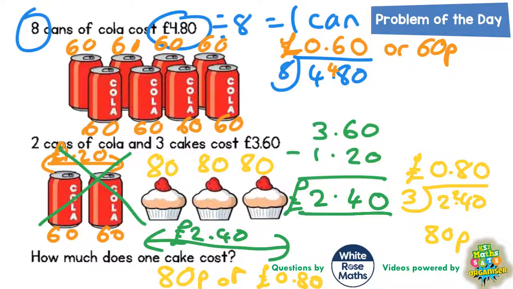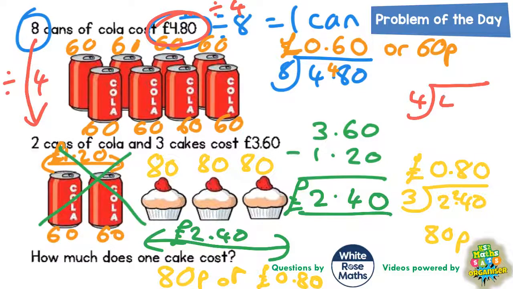Now, there is another way you could have actually started this question a few minutes ago. You may have spotted that to get from 8 cans to 2 cans, you could have just divided by 4, which would mean you would have divided the £4.80 by 4 instead of dividing it by 8. So let's just see what that would have done. So £4.80 divided by 4. 4's into 4 goes once, 4's into 8 goes twice, 4's into 0 goes 0 times.